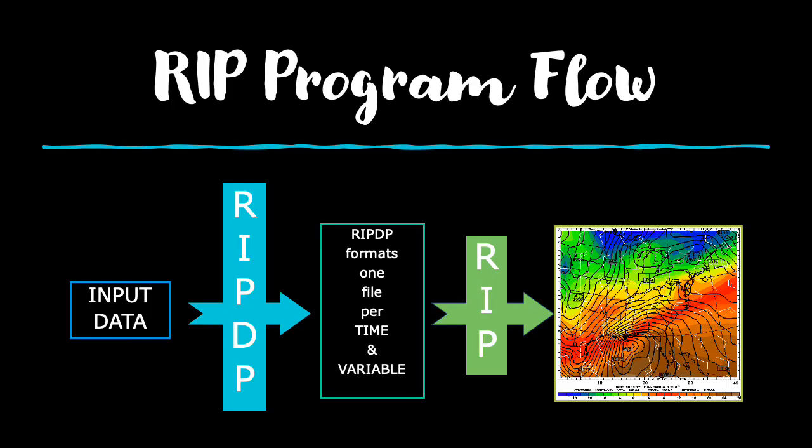This is the flow for RIP. You start with your input data, which are the WRF output files. RIP-DP is the post-processor that does the necessary converting. It then outputs single files with one time frame and variable per file. You then run the RIP program with the specifics of the plots you wish to create, and you get some sort of output plot like this.